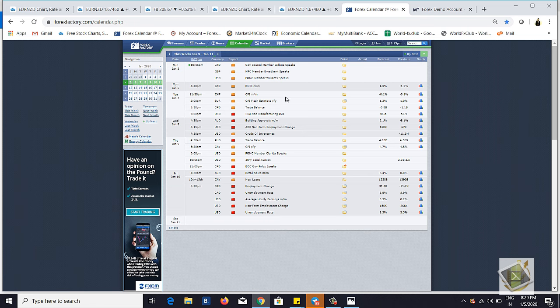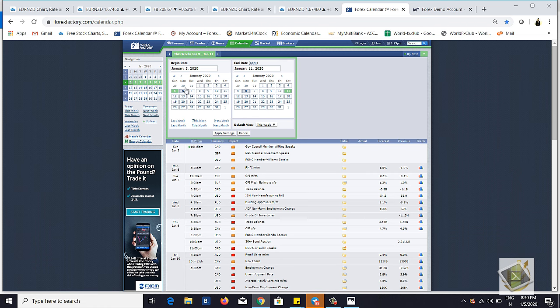Here you can get to know what news is coming, whether it is highly impactful or low impact news, and for which currency. So you have all the filters here. This is for Canadian, this is for pound, this is for dollar, and you can just select that you want news from 5th of January. This is this week, from 5th to 11th January.